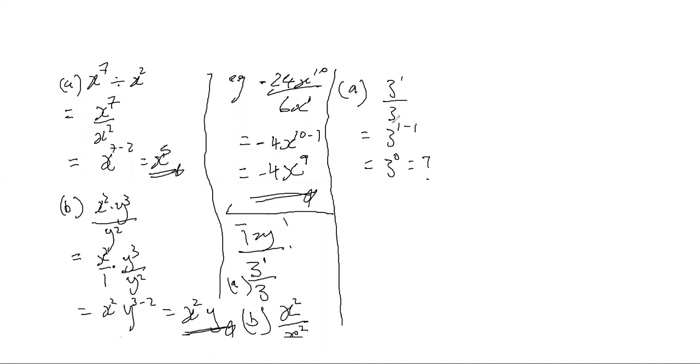Well, what is 3 divided by 3? Everyone knows that 3 divided by 3 is 1. Therefore, 3 to the 0 is actually 1.